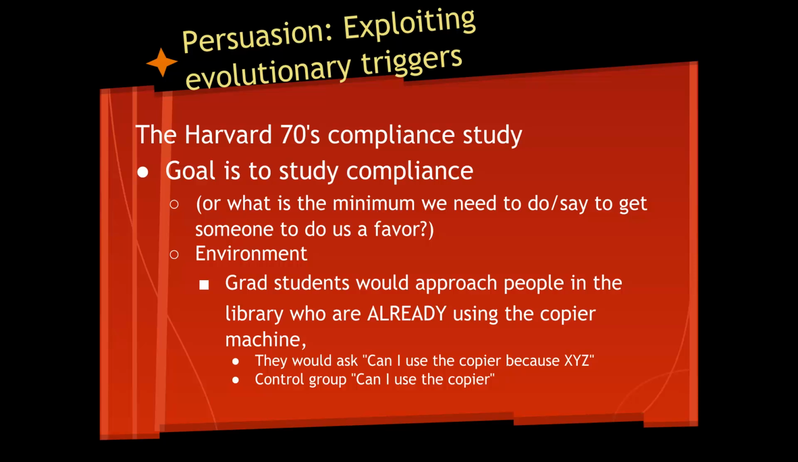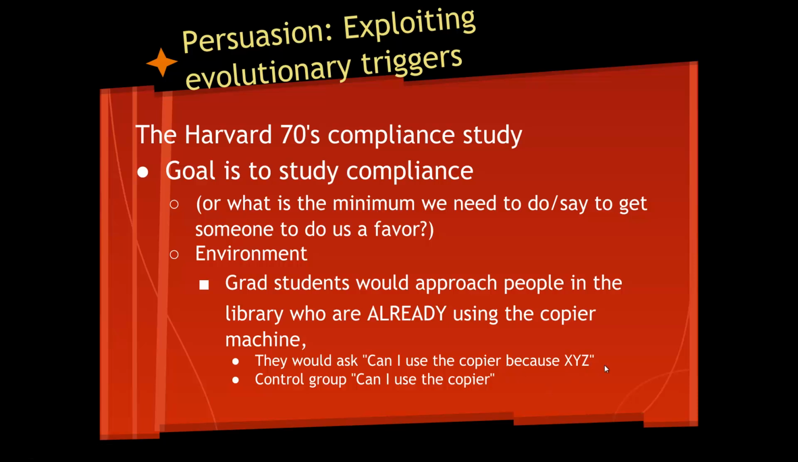The environment was the library during the later half of the semester when everyone was busy, and the test subjects were grad students, and the victims were other students, undergrad, graduate, doesn't matter, but their role was that they had lined up and they were already using the copy machine. The goal of the grad student would be to get the other person to let them use the copy machine instead, even if they're already making copies. The control group would just ask, can I use the copier? And the experimental group would ask, can I use a copier because of blank?